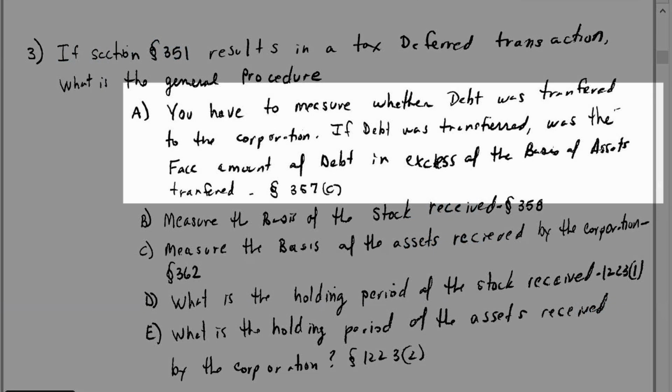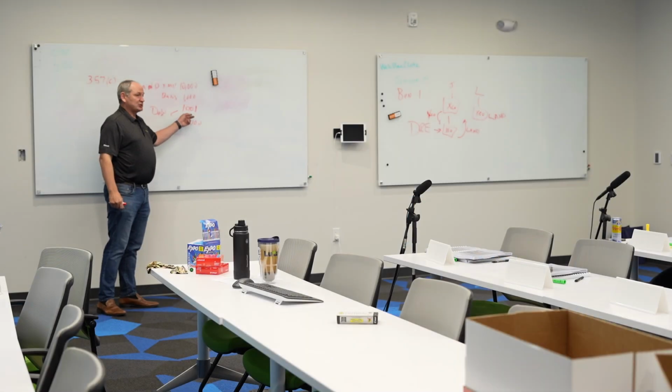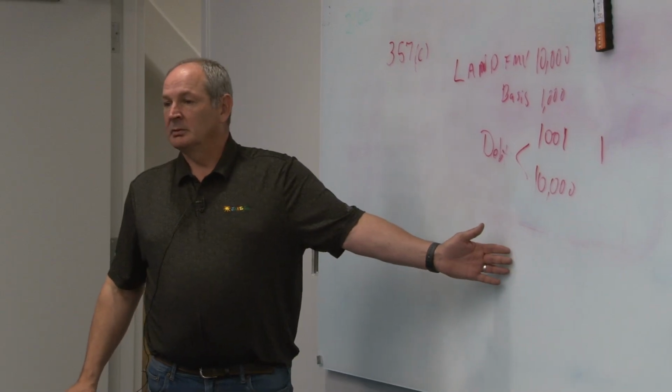So 357C is a starting point, right? 351, Trent helps us do what? Diagnose taxable or tax deferred. And if it's tax deferred, your first stop is where? 357C. And 357C, Jimmy helps us diagnose what? Debt in excess of basis. So if we have debt in excess of basis, what 357C says is to the extent the debt exceeds basis, you have a gain. How much gain do we have if we have 1,001 of debt? 1. If we have 10,000 of debt, how much do we have? 9,000.